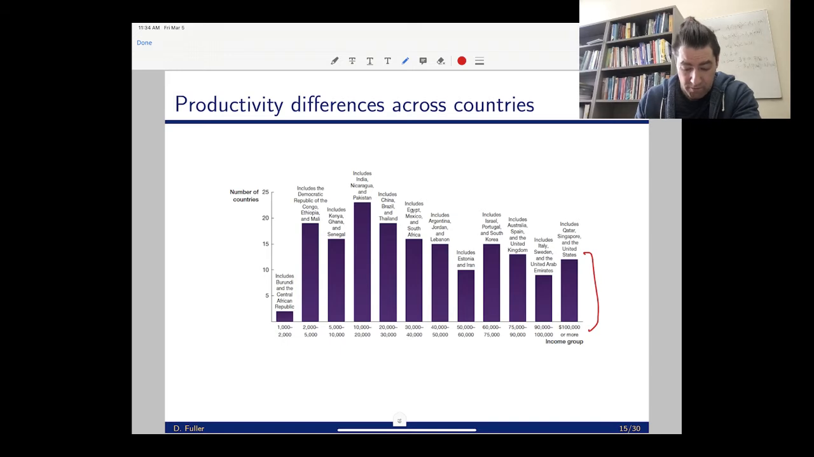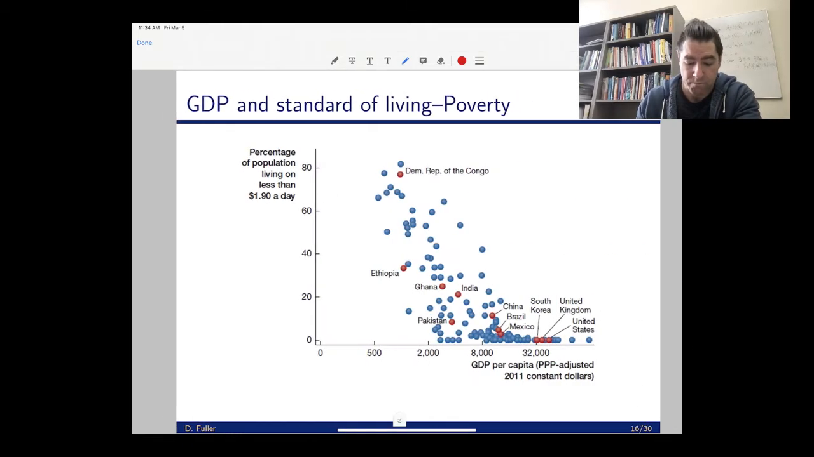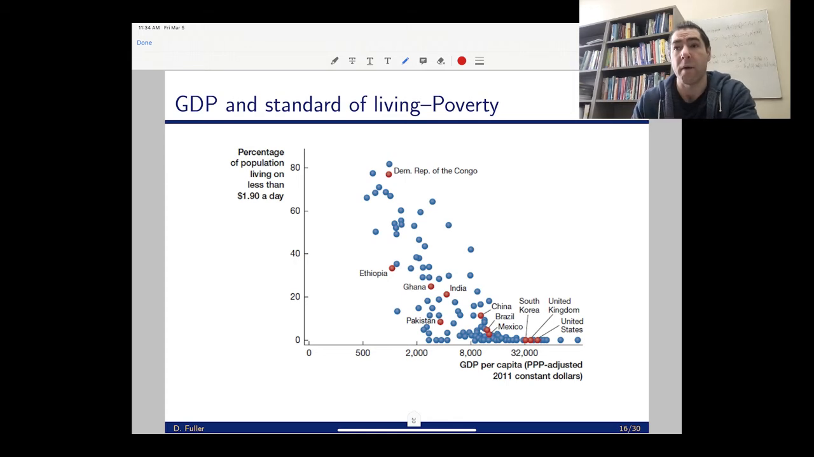And the thing to note is that there's still quite a few countries where productivity is relatively low, meaning GDP per worker is relatively low. And of course, if productivity is low, standard of living is likely to be low as well, right? So one of the things we want to try to understand here is what drives some of these productivity differences across countries.